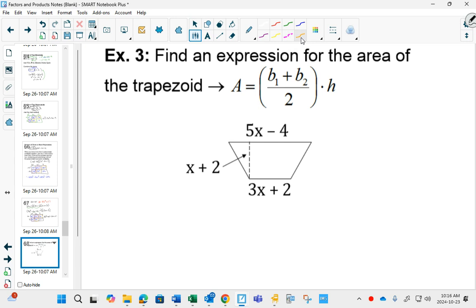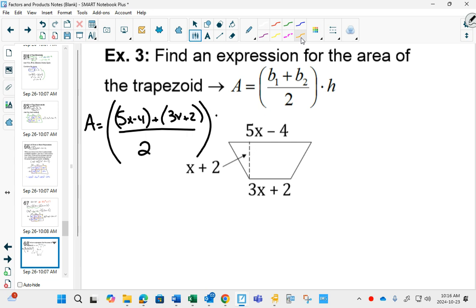This question, you don't have a ton of space in your notes, so maybe start on the left-hand side of the question. Like, start writing here. Area equals bracket. Base 1 is 5x minus 4, plus base 2 is 3x plus 2, all divided by 2, times the height, which is x plus 2. So like I said, I wrote it pretty big so you could see it, but start on the left-hand side and write it a little bit smaller.